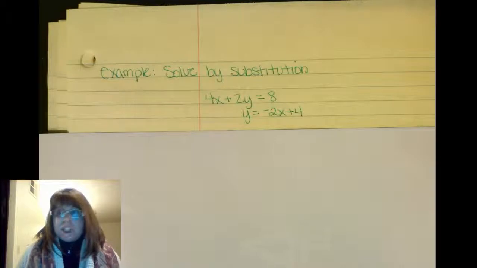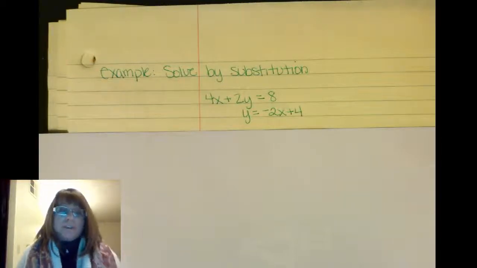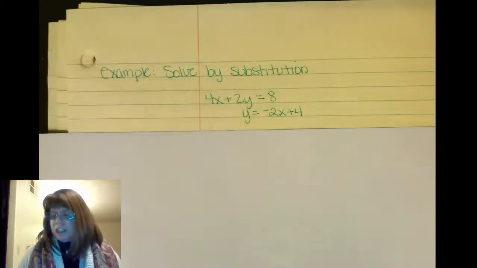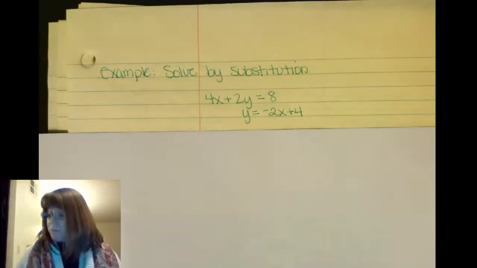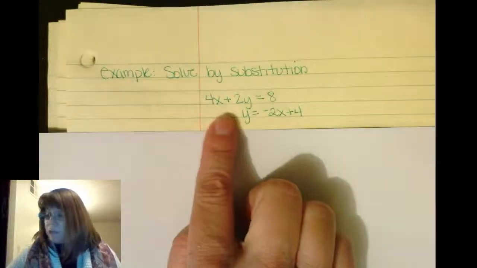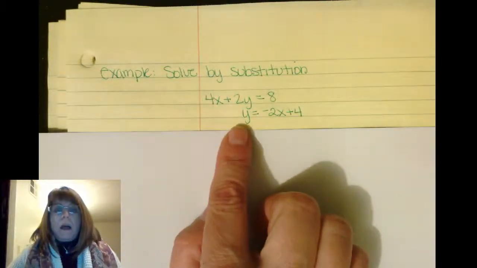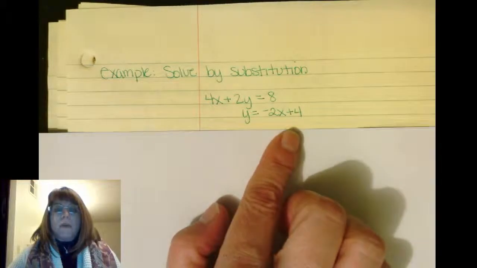Just like the elimination method, we do have two very special situations. That's when 0 equals a number other than itself, and then a number equals the same number. For example, 4x plus 2y equals 8, y equals -2x plus 4.